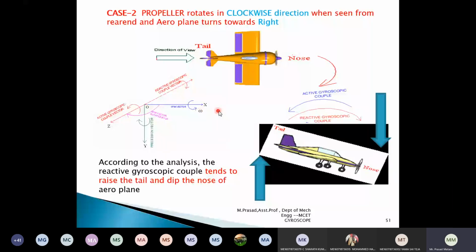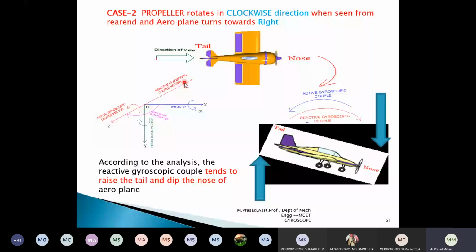The spin vector is moving towards the positive x-axis, and the pressure vector is moving towards the negative y-axis. So all these motions are clockwise motions only. It has to move in the negative axis, which means it has to rotate clockwise. Now the spin vector has to move in the positive x-axis, which means it has to rotate clockwise. Similarly, the active couple has to move in the negative z-axis, which means it has to rotate in clockwise motion. Similarly, the reactive couple has to move towards the positive z-axis, which means it has to rotate clockwise, all clockwise motions only. Now let us see the gyroscopic effect here.